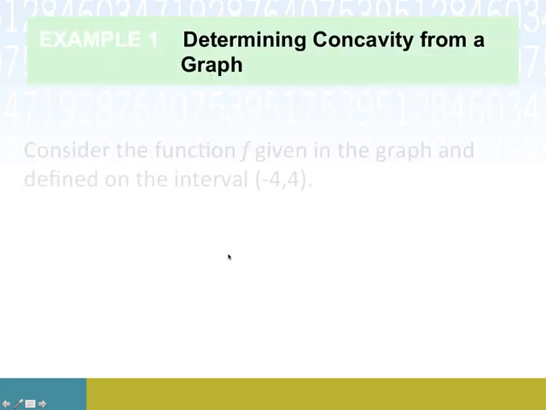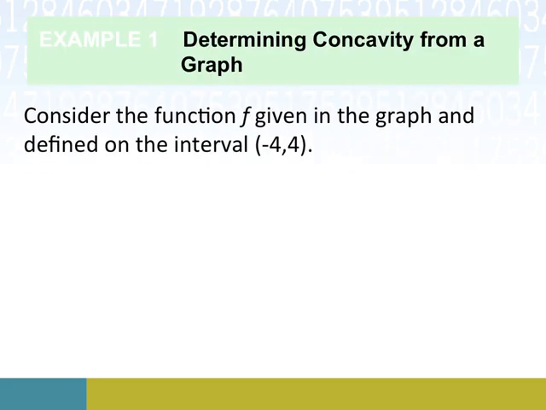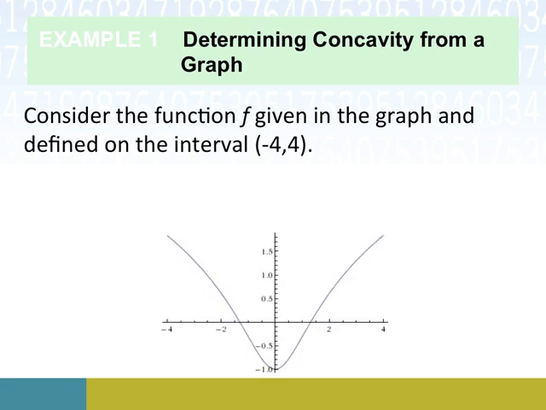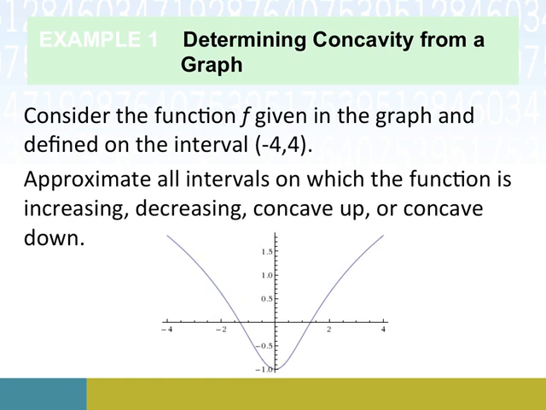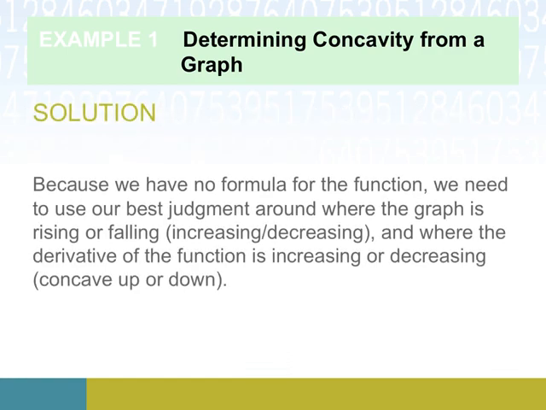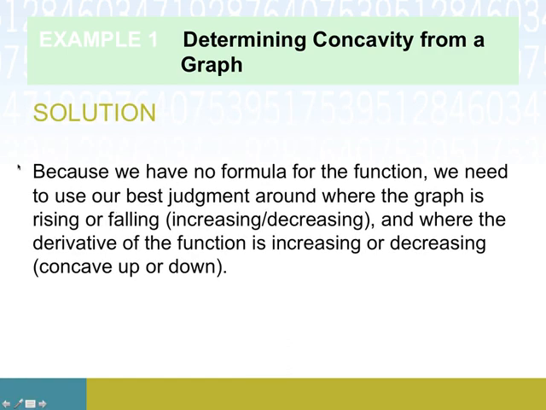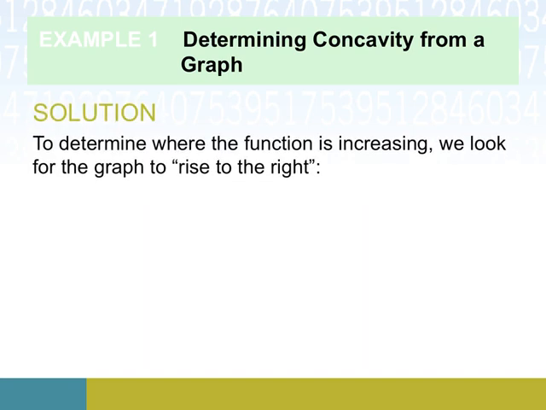Let's try this out from a picture to begin with, rather than jumping into a function. Here's our graph. This is all we've got. We don't have a formula for it, and our job is to approximate intervals of increasing, decreasing, concave up, and concave down. Just a reminder, we're guesstimating from this picture because we don't have a formula. That's the advantage of calculus in general: when we can compute derivatives, we can figure out the exact intervals where things are headed up, headed down, or curved up or curved down.